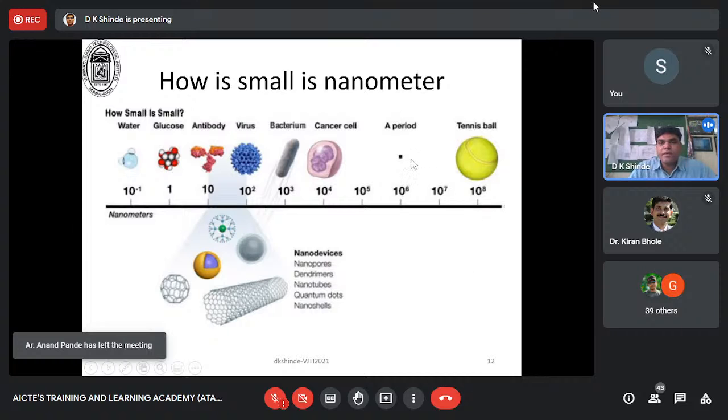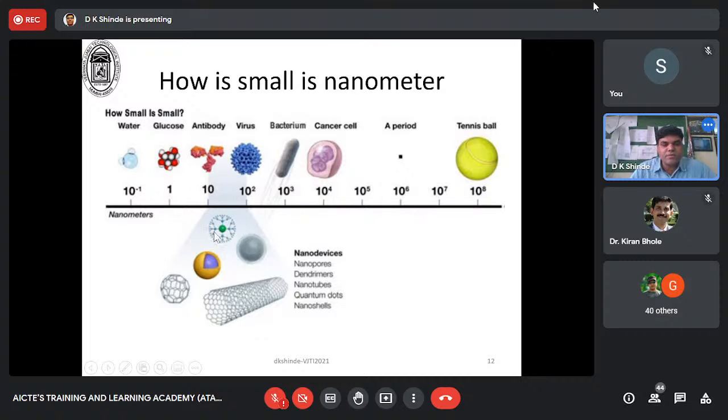So if you go with the period, what we always put using our writing pen is 10 to the power 6 nanometer. Then you go to the cancer cell, 10 to the power 4 nanometer. And then if you go to the bacteria, 1000 nanometers, and then viruses, like the pandemic we see right now, are 400 to 500 nanometers in size. Those viruses are coming, and we are going beyond that, to make 1 to 100 nanometers.